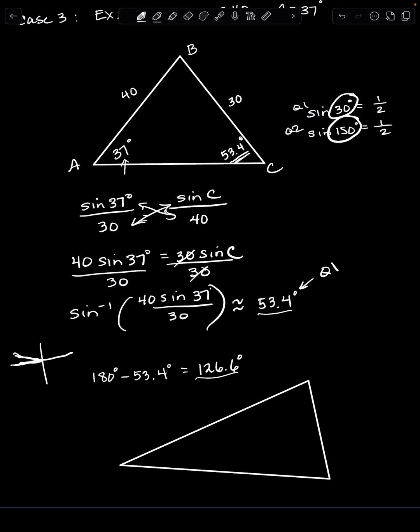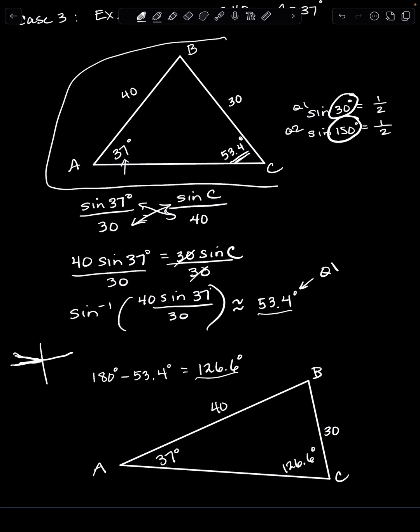Now, the labeling part, the given, what they gave me in the original problem, that cannot change. All right, I still know, let's do A, B, and C. So I still know that A is 37 degrees, that was given. I still know that side C is 40. I still know that side A is 30. That's not going to change. The only thing that's changing in this triangle is that C could have also been 126.6 degrees. All right, so now really what I have is two triangles, and I have to finish solving them.